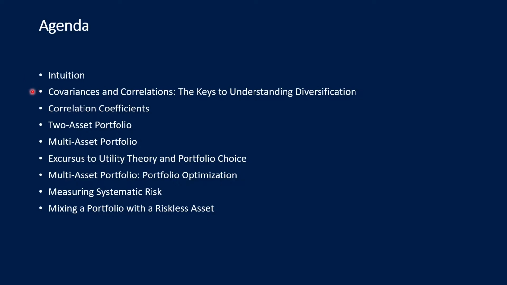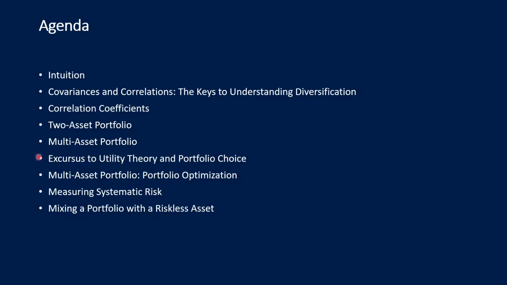Then I would like to repeat covariances and correlations, which are the key to understanding diversification. I already did that in another video, nevertheless, I need to repeat it here. Then I would like to go into the correlation coefficients. Then I would like to apply correlation coefficients and covariances for a two-asset portfolio to extend it to a multi-asset portfolio.